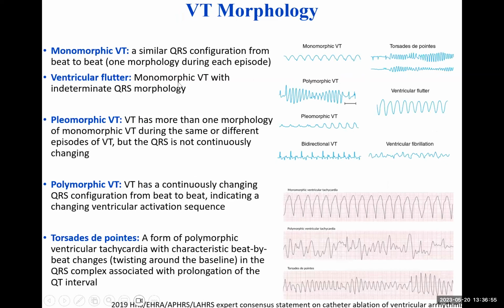It can be classified into monomorphic, with one morphology during the tachycardia, or polymorphic, with continuously changing QRS complex morphology. Ventricular flutter is one of the monomorphic VTACs, when the QRS complex is so fast that we cannot determine its morphology. Pleomorphic is when you have changes in morphology but not continuously changing like polymorphic VTAC. So there is more than one morphology, at the same time or different times, but not continuously changing. Torsade, as you know, is part of polymorphic VT, with twisting around the baseline, and of course typically in a patient with prolonged QT interval.